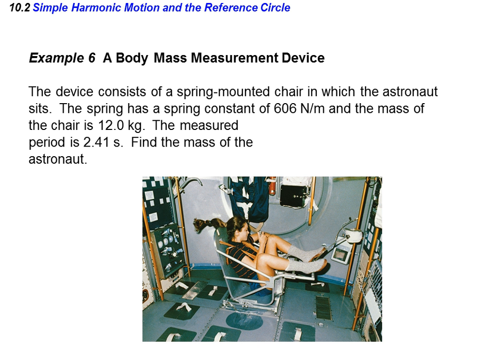to Earth. So in this situation, we have a device that consists of a spring-mounted chair, on which the astronaut sits, and the spring constant is 606 newtons per meter, and the mass of the chair is 12 kilograms. The measured period is 2.41 seconds. We want to find the mass of the astronaut.